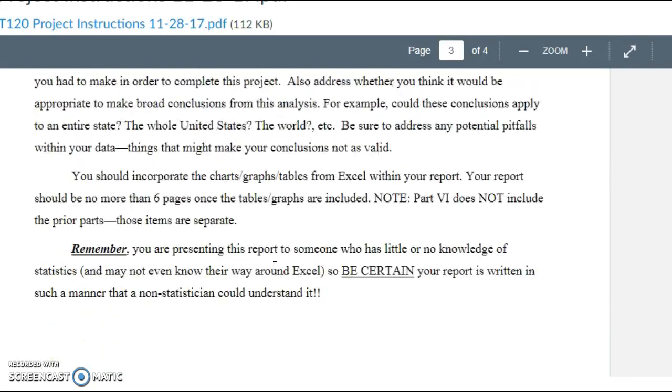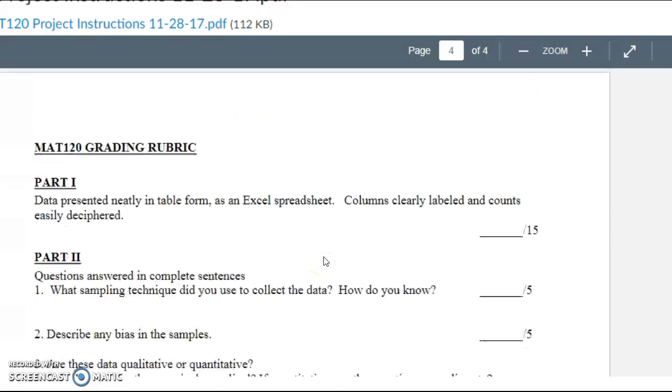Remember, you are presenting this report to someone who has little or no knowledge of statistics, i.e. you want to use plain English. You should be able to hand this to your mother, your brother, your sister, your friend at work, and they can understand what you are trying to say. Do not try to talk high level. Stay simple, and that will make it perfect. You do not need to overthink this project.